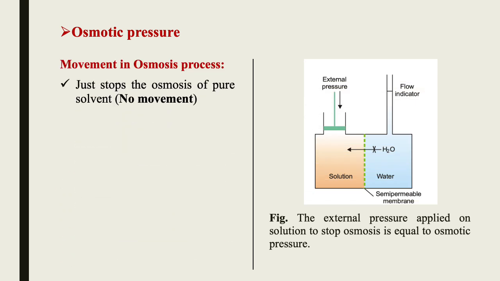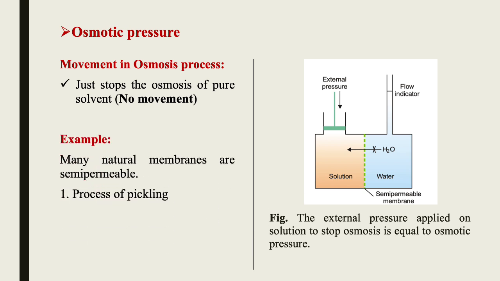So what is the movement in this osmosis process? In osmotic pressure, there is no movement. Everything is at a still position. To stop the osmosis of the pure solvent, we apply only that much pressure. So the net movement in the osmosis process is zero.